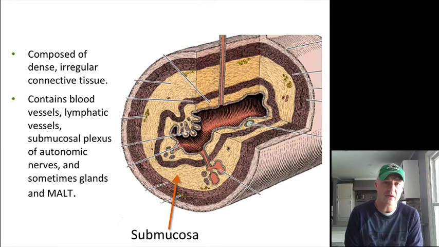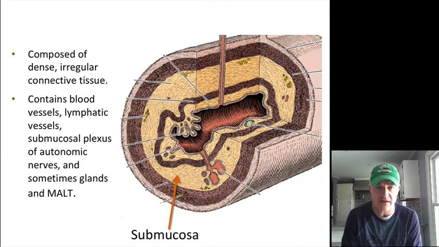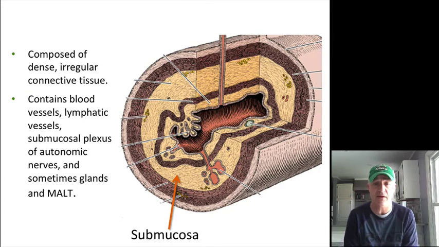Beneath that is the submucosa. So some loose, some dense connective tissue in there. Lots of blood supply, lots of nerve supply, lots of lymphatics. All that's going to be present in there. This is where most of the wiring and plumbing is taking place for the digestive tract, if you want to think about it that way.